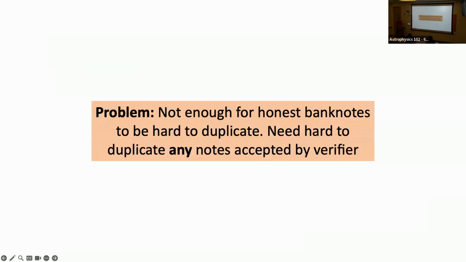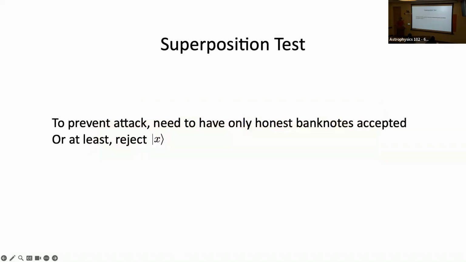And so the takeaway is that it's not enough that the honest banknote is unclonable. You actually need to look at what the verification will accept and make sure that no clonable state is accepted by the verifier. The problem with just having this classical test of membership in S is that there are trivially clonable states that the verifier accepts.